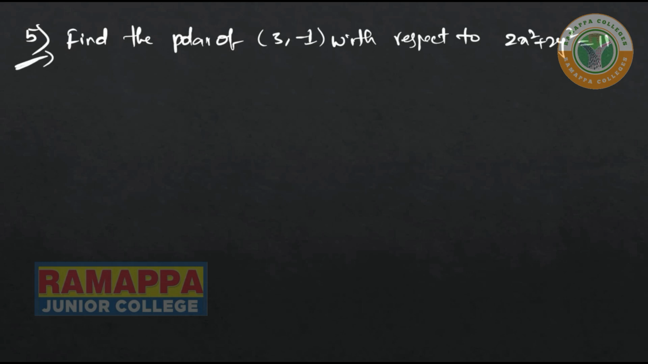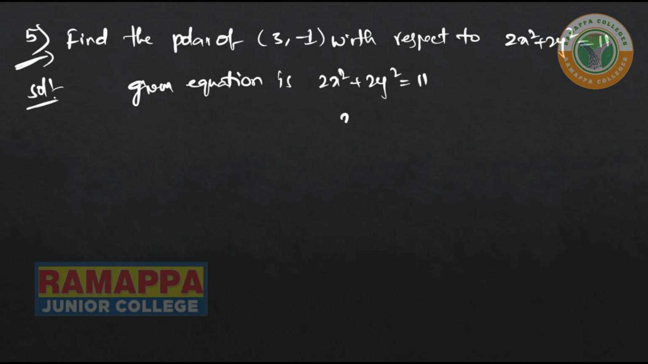Now move to the fifth question here. Now fifth question is: find the polar of (3, minus 1) with respect to 2x square plus 2y square is equal to 11. So in this solution, the given equation is 2x square plus 2y square is equal to 11, no? So in this, x square plus y square is equal to, we can write it as 11 by 2. Yes. So polar equation is how much? x x1 plus y y1 is equal to a square, no?